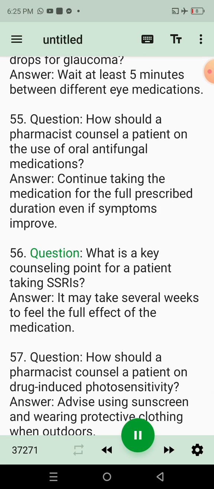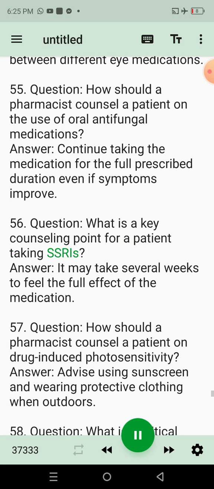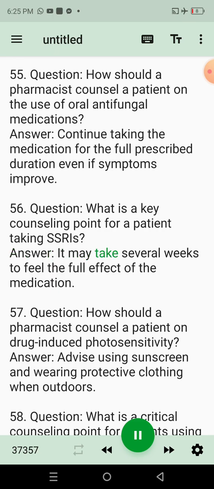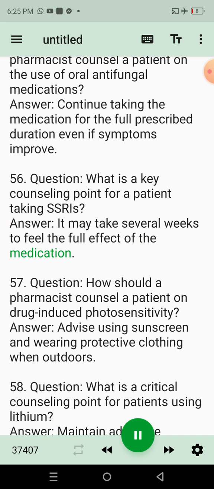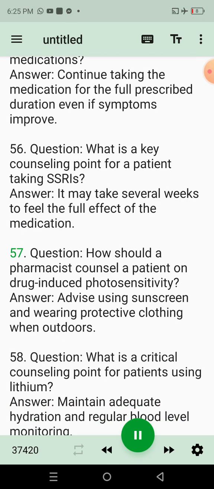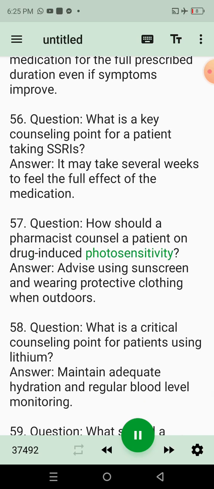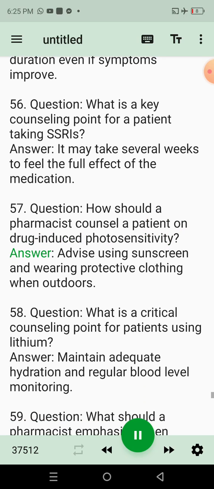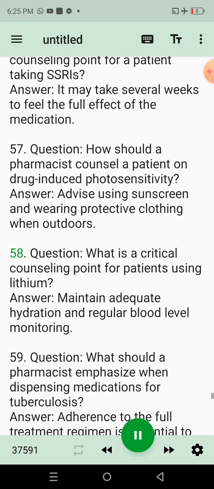56. Question: what is a key counseling point for a patient taking SSRIs? Answer: it may take several weeks to feel the full effect of the medication. 57. Question: how should a pharmacist counsel a patient on drug-induced photosensitivity? Answer: advise using sunscreen and wearing protective clothing when outdoors.